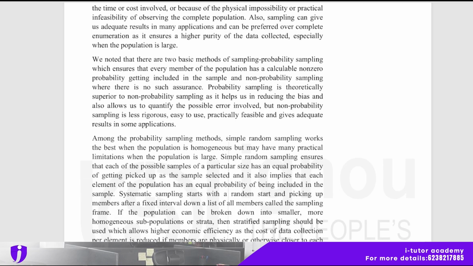And we noted that there are two basic methods of sampling: probability sampling, which ensures that every member of the population has a calculable non-zero probability of getting included in the sample, and non-probability sampling, where there is no such assurance. Probability sampling is theoretically superior to non-probability sampling, as it helps us in reducing the bias and also allows us to quantify the possible error involved. But non-probability sampling is less rigorous, easy to use, and practically feasible, and gives adequate results in some applications.